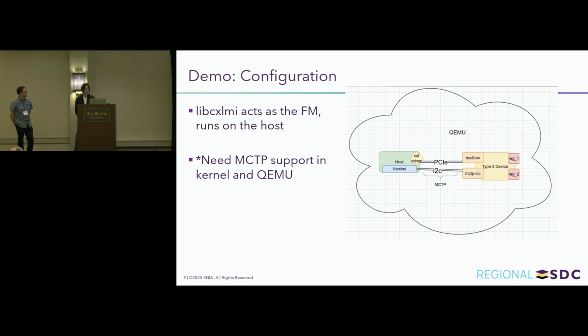And similar to our previous example, the device has two CCIs. The host talks to the device through its mailbox CCI, but unlike before, we're not going to have a switch here just to make this simpler. No need to complicate things. We'll also emulate an I2C bus for sideband communication, which libcxlmi will use to talk to the device through its MCTP CCI. libcxlmi will run on the host, acting as the Fabric Manager.